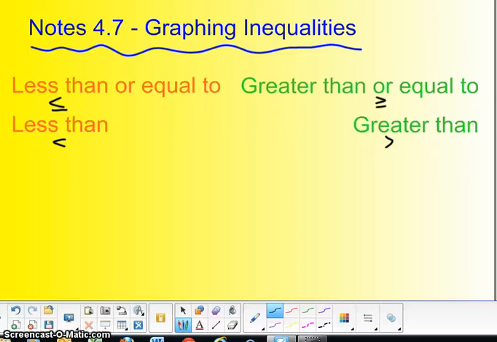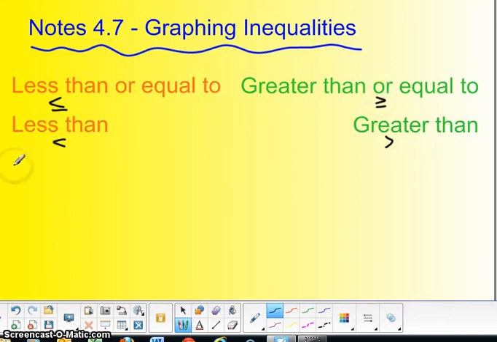Hi, this is Mrs. Slater, and today we're going to do notes on 4.7, and we're going to graph inequalities. So just a few reminders about less than or equal to, which is that symbol, and less than is just a symbol without the line underneath it, and greater than or equal to and greater than.